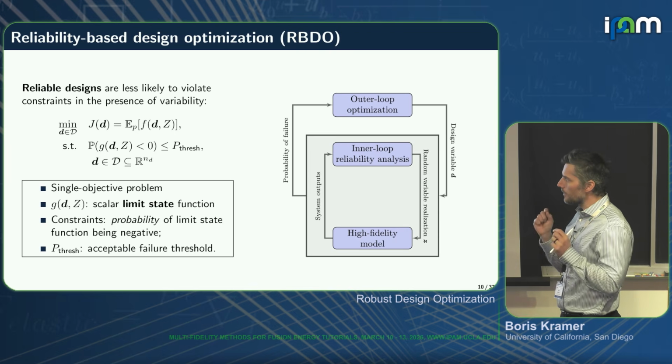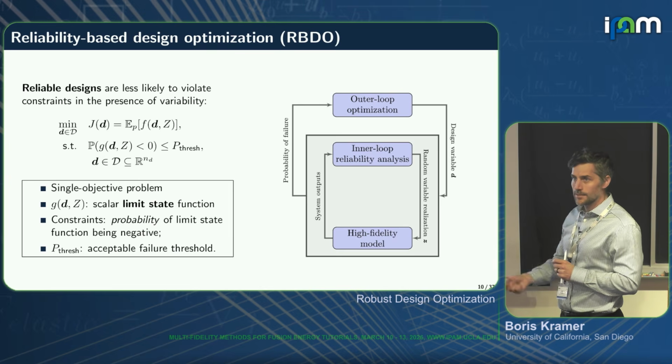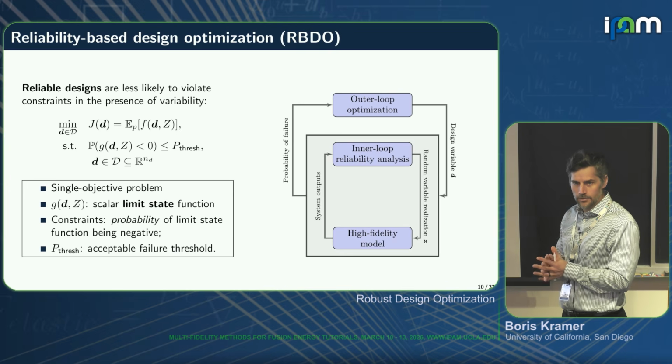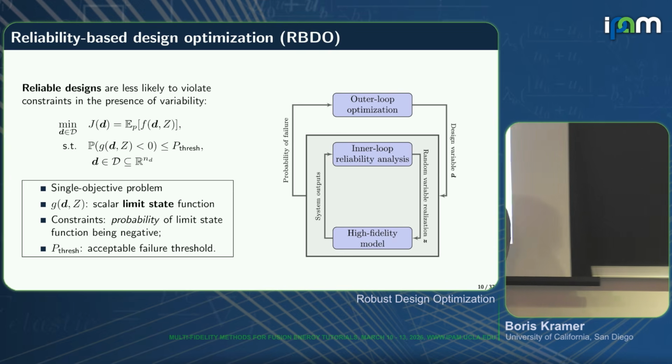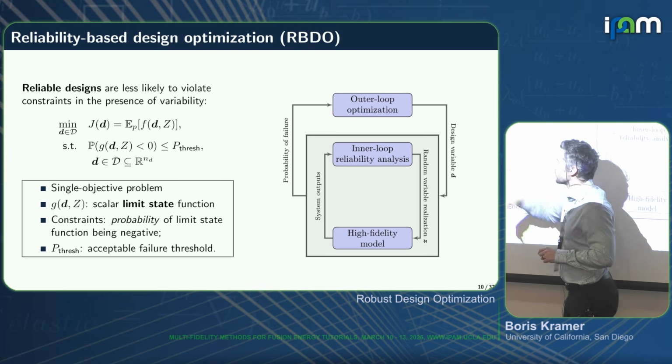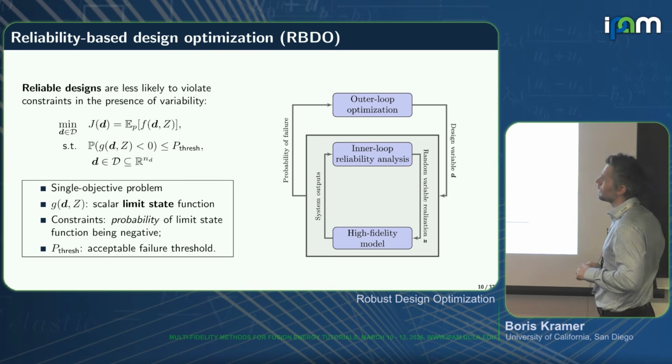So RBDO by itself is a binary, reliability is a binary decision. You're either reliable or you're not, okay? And it's counting zeros and ones basically once we evaluate this. I'll show you how this works.